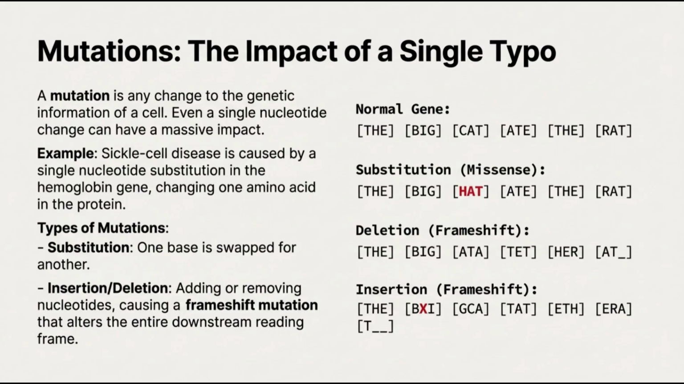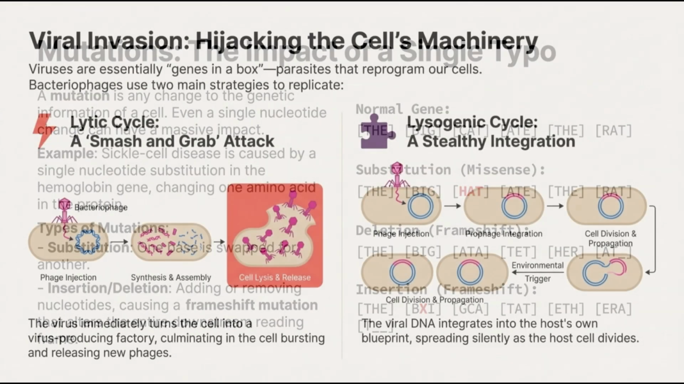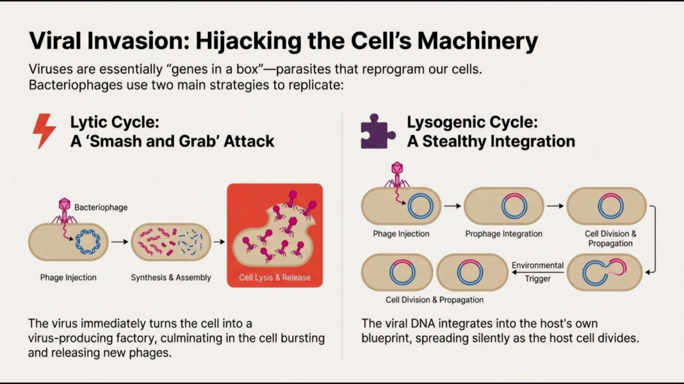Oh, definitely. These are caused by inserting or deleting 1 or 2 nucleotides. If you think of the code as 3-letter words, this is like deleting 1 letter from the start of a sentence. The entire reading frame shifts, and everything downstream is just gibberish. These changes can happen spontaneously, just errors in replication, or they can be caused by mutagens, things like X-rays, UV light, or certain chemicals.